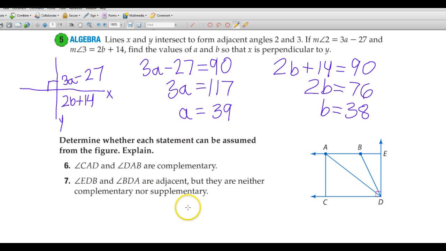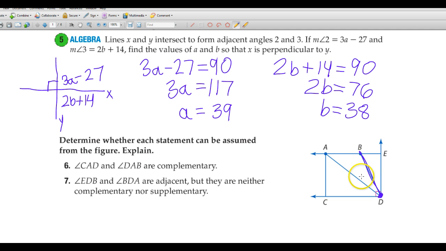For number 7, determine whether each statement can be assumed from the figure and explain. Angle EDB and BDA are adjacent, but they are neither complementary nor supplementary. So EDB, we have this angle, and BDA, this angle. They are adjacent because they have a common side, common vertex, no common interior points.